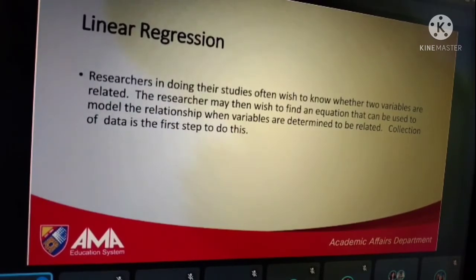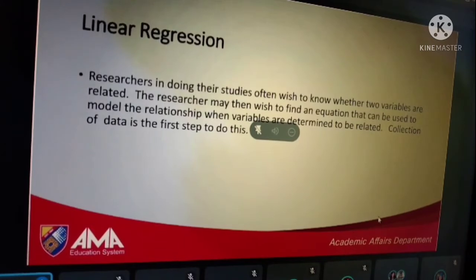So, meron kang gustong malaman. Yun yung variables mo. Ano yung gusto mong malaman? Ilang variables ba yung unknown dun sa research mo? Dalawa ba o isa? Kapag ito ay dalawa, you are comparing or you are searching for the relation of two given variables. That is what we call the regression. The researcher may then wish to find an equation that can be used to model the relationship when variables are determined to be related to each other.